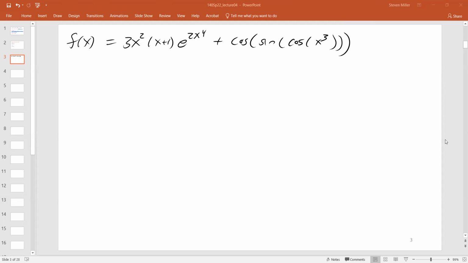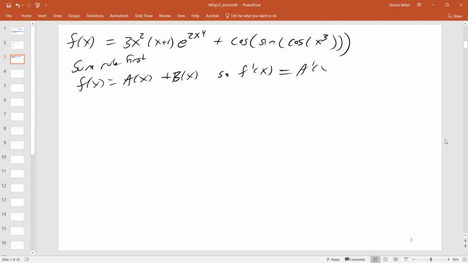The sum rule. So sum rule first. We can write f of x as a of x plus b of x. So f prime of x is a prime of x plus b prime of x. So now we've reduced the problem to two smaller problems. And this is the general goal. We always want to take something complicated and keep reducing it to something easier, easier, easier.